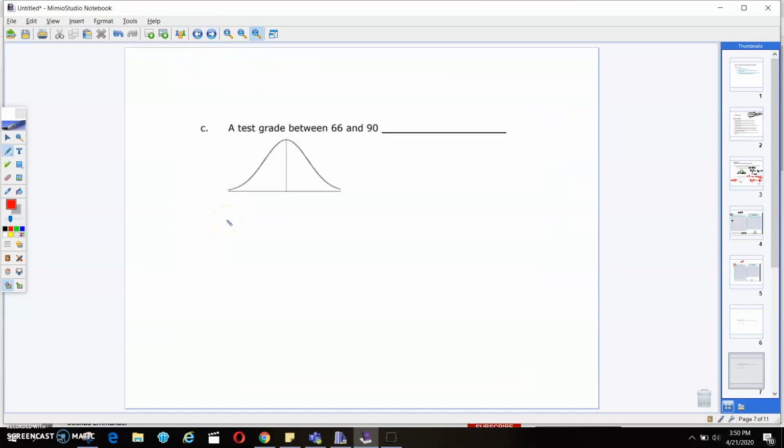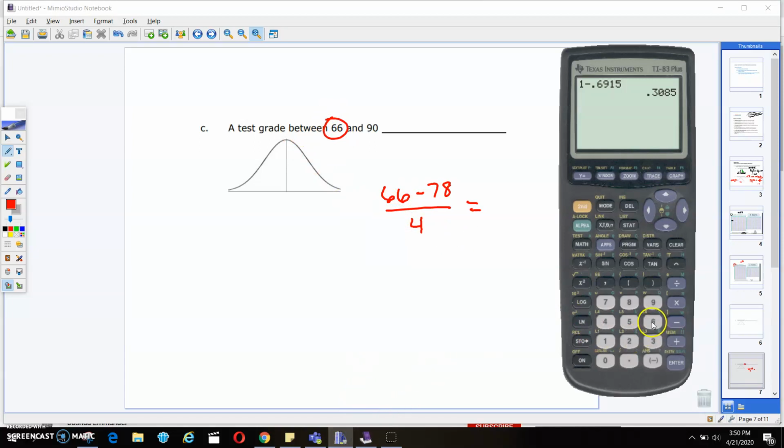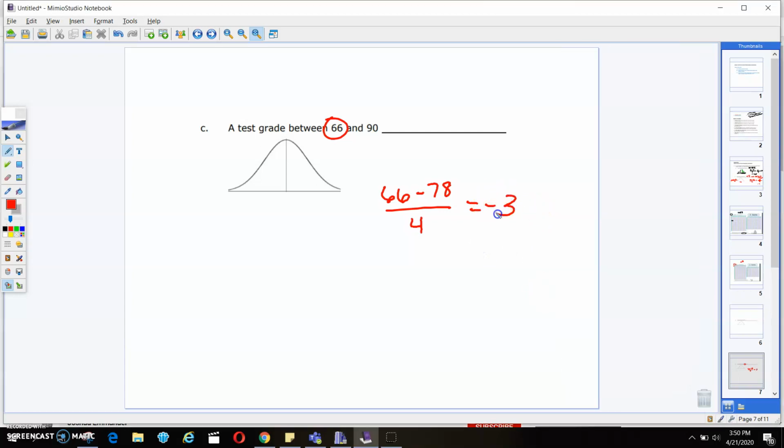So let's look at C. So a test grade between 66 and 90. So what you're going to do on this one is you're going to take your point, subtract your average over your standard deviation, okay? So we're going to take this first point, and this is what we're doing. So 66, we're going to go into our calculator, 66 minus 78. Make sure you hit enter before you divide, then divide by 4, and that's going to give you -3, okay?